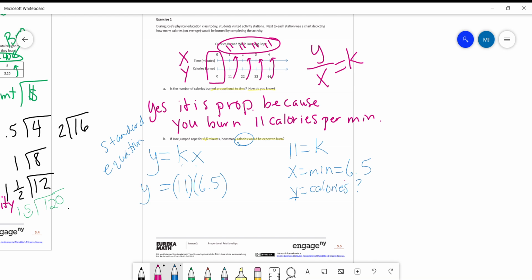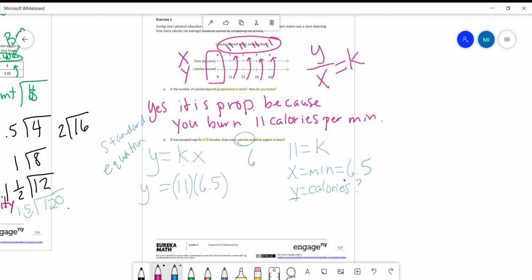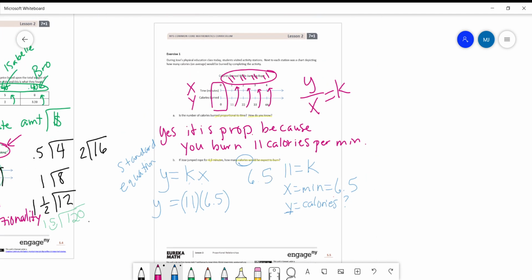And so our problem becomes 6.5 times 11. So you can multiply by hand, you can put that in your calculator. Either way, you're going to realize that the total calories burned in 6.5 minutes is 71.5 calories. Make sure that you've answered all the questions. So the only part we had to answer was how many calories would you burn. And so we've done that and we've circled our answer.